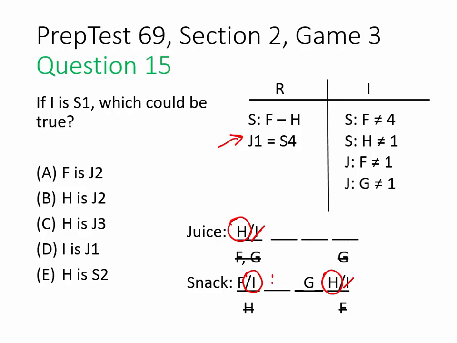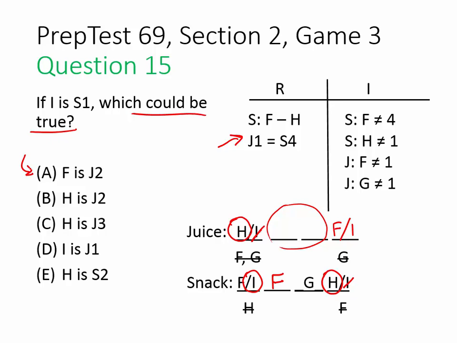Down here in the snack row, F must go there. We've already assigned H up here. And G cannot go here, therefore this must be F or I. And what we have left are G, F, and I to arrange in some sort of floating order right here. The question's asking us which could be true, so let's see if we have enough information to answer this.